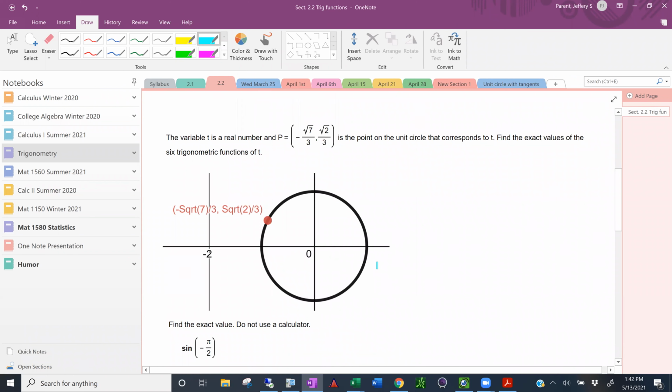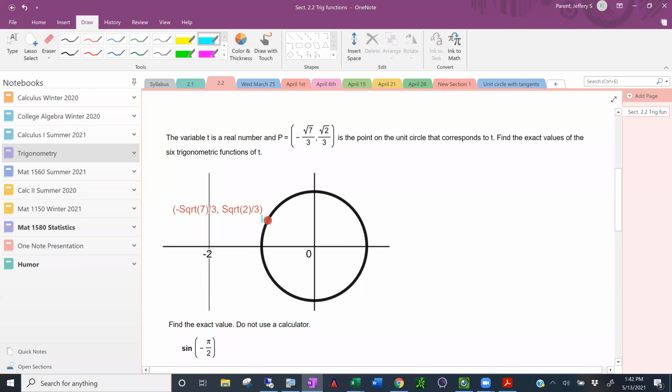Now, one of the things that you should have picked up during your previous video is that sine and cosine are really the x and y coordinates of your points on the unit circle, but there's a lot more functions as well. So let's take a look at this particular point, negative square root of 7 over 3 and square root of 2 over 3. That's a point on the unit circle. You could verify that by realizing that x squared plus y squared equals 1. I don't think I'm going to take time to show that.